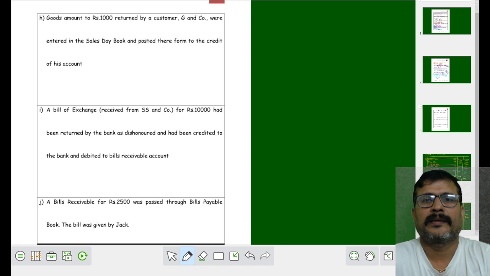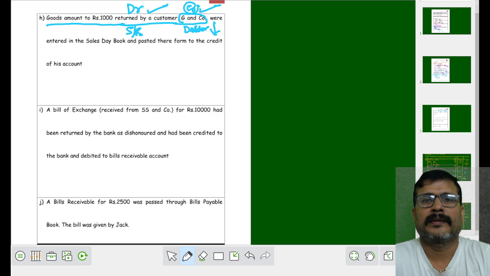What happened here? Goods amounting to rupees 1000 returned by a customer. The customer name is G and Co. Returned by a customer means sales returns. Sales returns is to be debited because it is the opposite of sales. Now the G and company is a customer. Customer means a debtor. When the debtor returned goods, the value of the debtor will come down. When the asset decreases, it is to be credited. This is also correct. Are you understanding my explanation, my dear student? Goods returned by a customer.